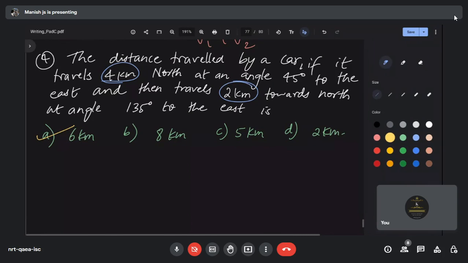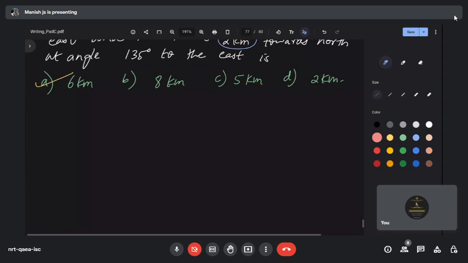So now we will go to the next chapter. Let's go to motion in a plane. We'll see different types of questions in motion in a plane. With respect to that chapter, we are going to see the different model questions. So here comes the fifth question.